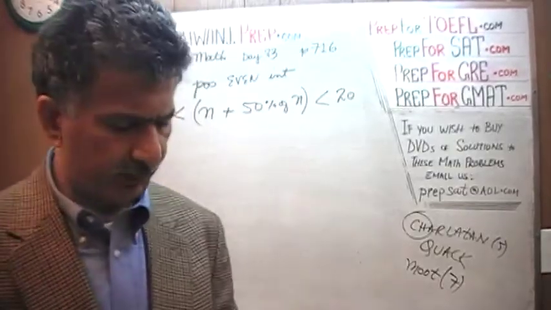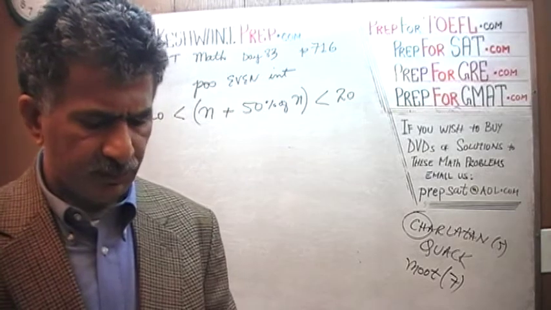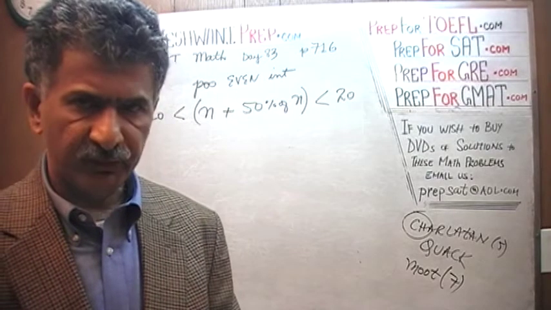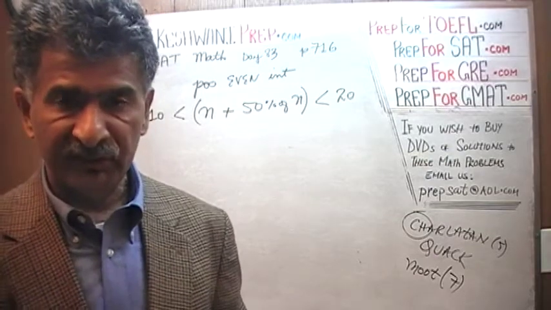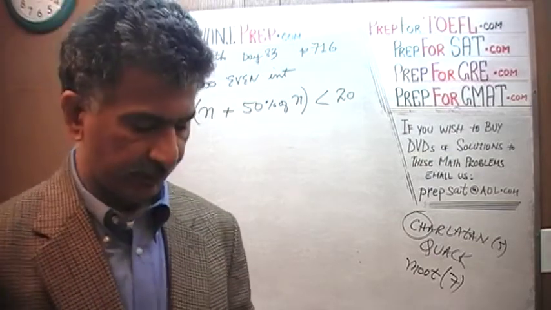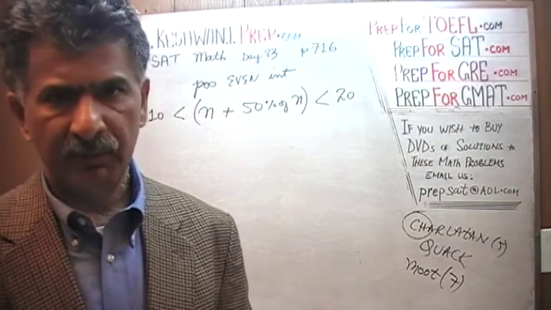I'm going to read it one more time. When the positive even integer n is increased by 50% of itself, in other words, whatever the n is, you take half of it and you add up the two quantities, and that sum has to fall between 10 and 20. What is one possible value of n?